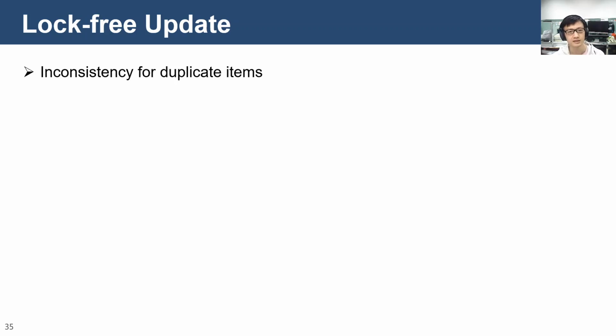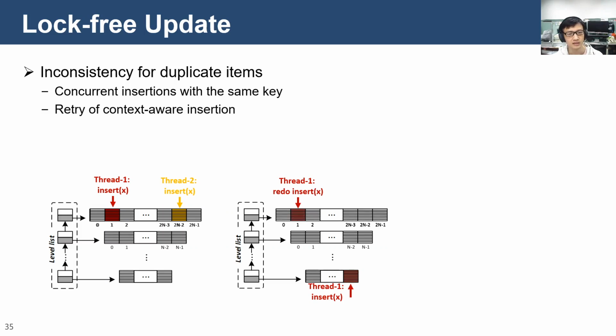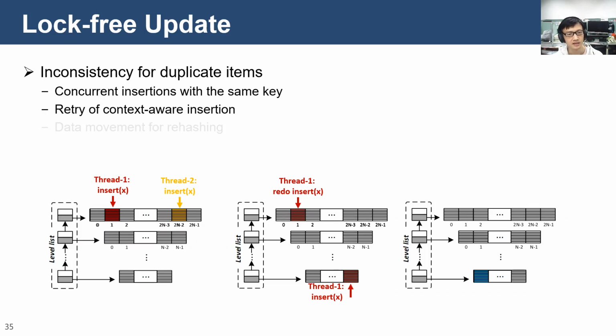For lock-free update, the pointers are updated atomically via compare and swap. However, duplicated items may lead to inconsistency after being updated. There are three cases for duplicated items: concurrent insertions with the same key, retry of context-aware insertion, and data movement for rehashing. We further classify the three cases into two classes according to the pointers.